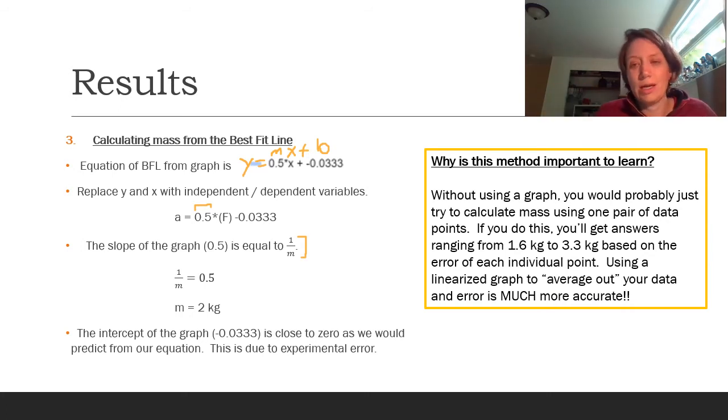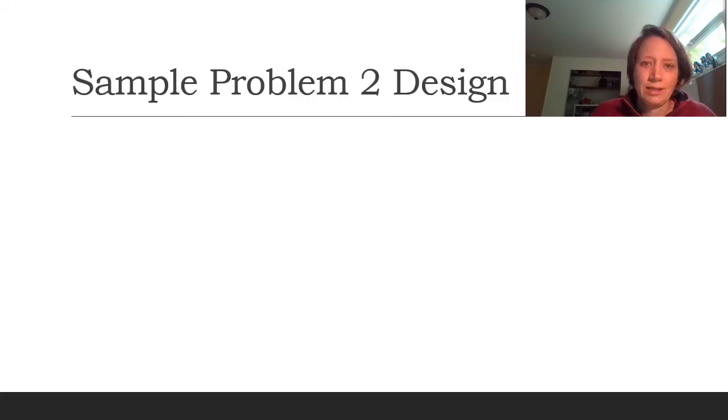So in any case, this is a really important method for scientists to learn. If you want to be taken seriously in the scientific community, you've got to be able to linearize graphs and produce results based on a linearized graph. All right, I want to delve into one more sample problem that's a little bit more complicated. So stand up and stretch, pause the video for a few minutes if you need to, because we're going to get right back into it.